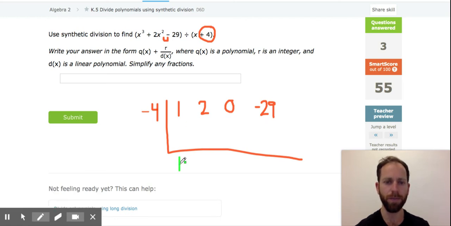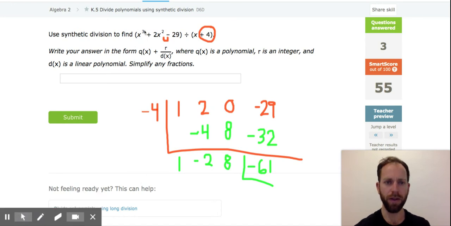Bring down the 1. 1 times negative 4 is negative 4. 2 minus 4 is negative 2. Negative 2 times negative 4 is positive 8. 0 and 8, still positive 8. 8 times negative 4 is negative 32. And if we put these together, we would get negative 61. Remember, that's our remainder.